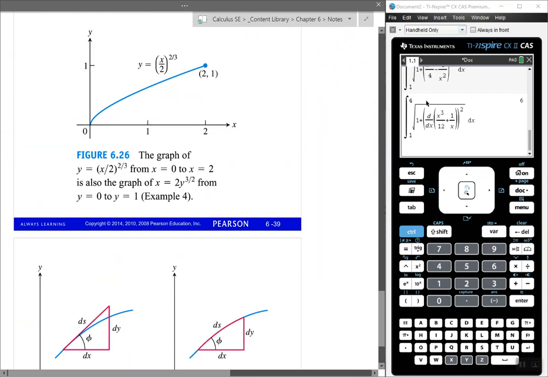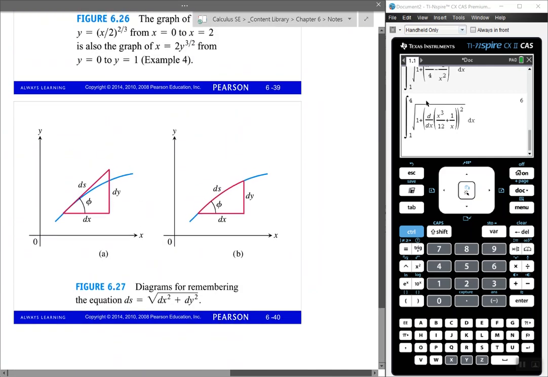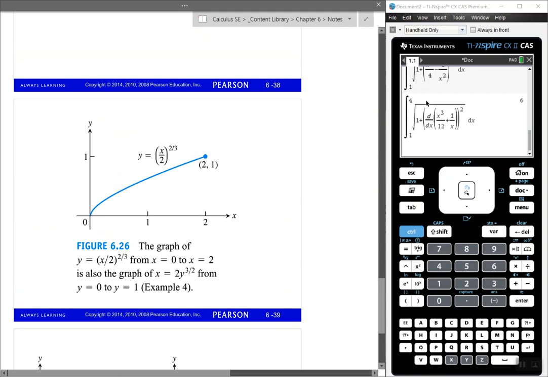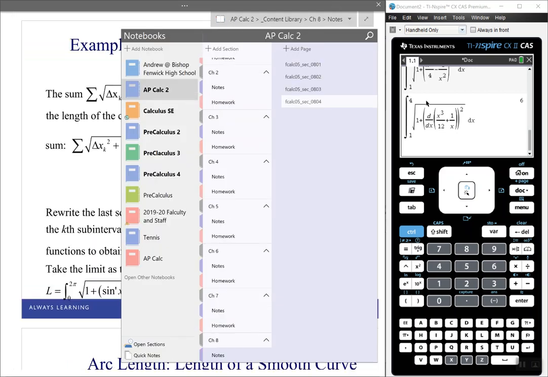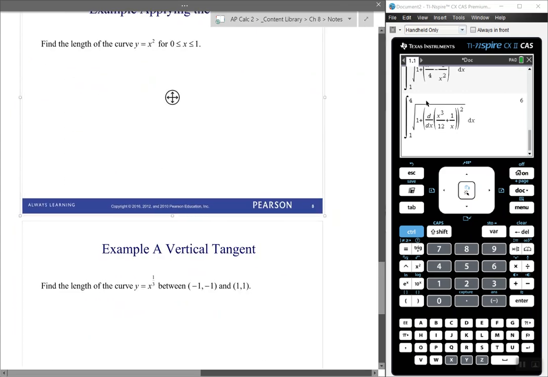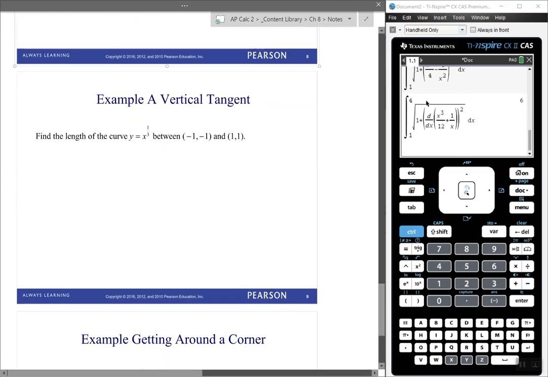Well, the set of notes we have here doesn't offer any explanation for it. So I'm going to jump over to a different set of notes here that kind of does. We're not going to look at these in this set of notes, but there is another video on this channel talking about these two examples here.